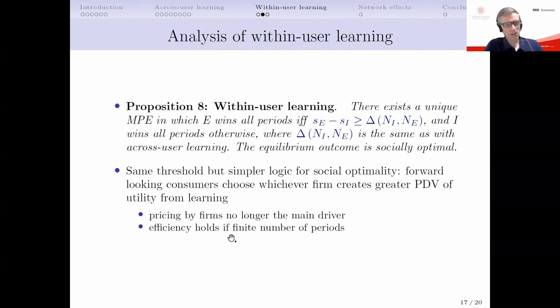Furthermore, efficiency here holds even if you have a finite number of periods. So the logic for efficiency here is actually quite different, as is solving the model. You have to solve for the consumer's value functions as well. So it is a different model, different analysis, and this efficiency holds for different reasons, but yet it's exactly the same result.